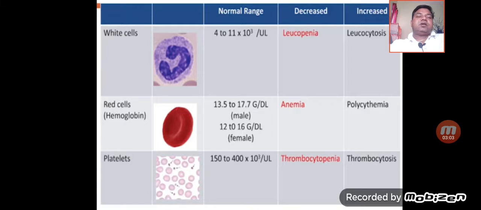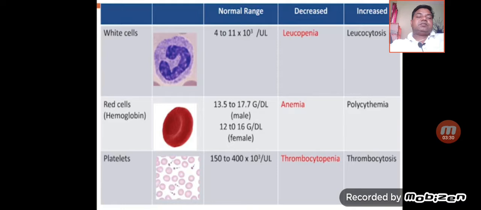The second one is the RBC, and their total count ranges from 4.5 to 5.5 million, and whenever there is a reduced count of RBC as well as decreased level of hemoglobin, that condition is called anemia. And whenever the RBC count is increased, then it is called polycythemia.